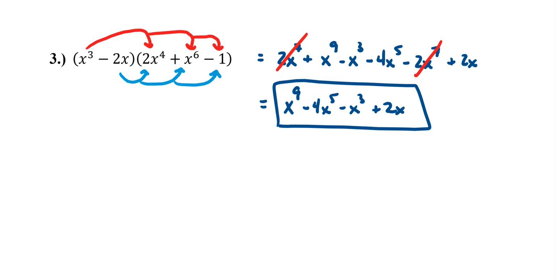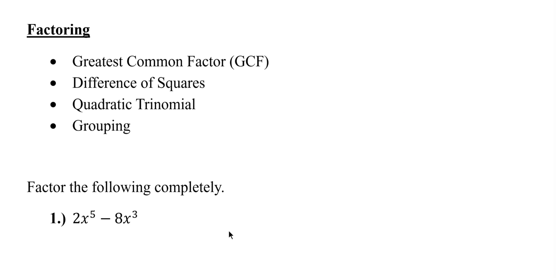Okay, so that is distributing polynomials. Multiply every term from the first factor into every term in the second factor, and then you combine like terms to simplify. All right, next concept is factoring.